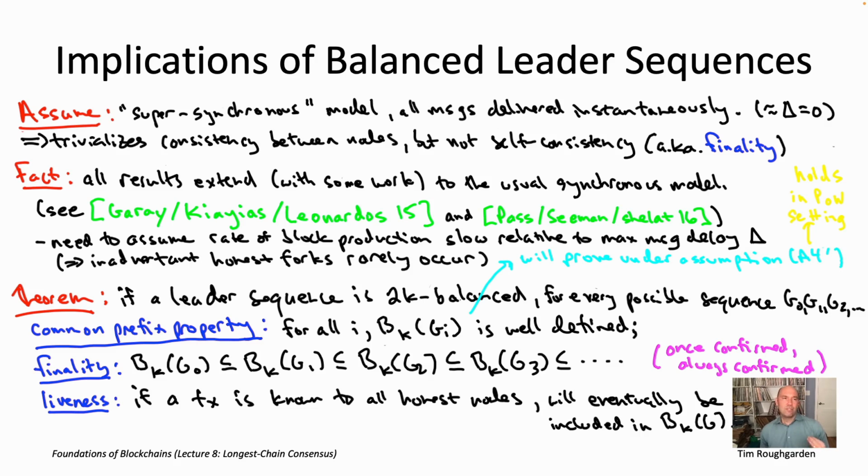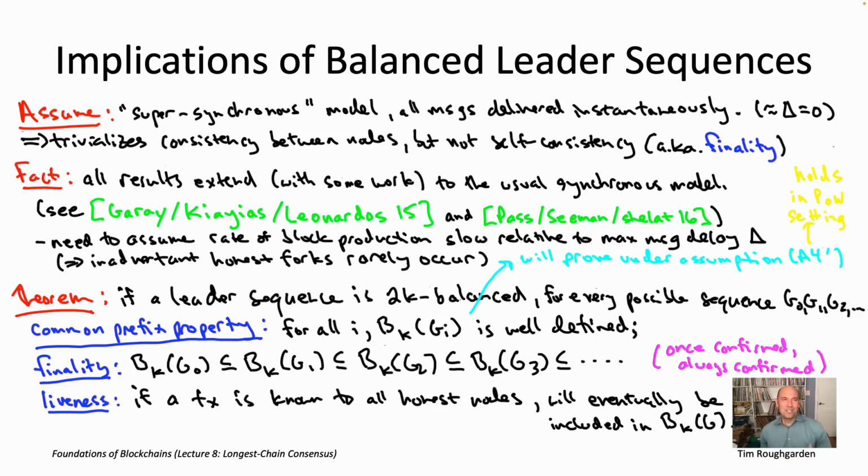You do, however, have to make a stronger assumption about how balanced the leader sequence is. So there's going to be some kind of "balanced on steroids" condition, where as long as the leader sequence satisfies that balancedness on steroids, then even under the weaker assumption A4, it will again be true that the common prefix property holds. And we're not really going to be cheating by making the stronger balanced on steroids assumption.